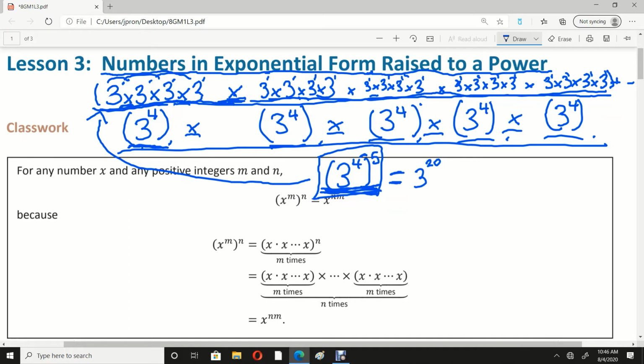Cool. Some of you noticed that if we multiply 4 and 5 together, we get 20. So when we're raising a power, when we're raising an exponent to another power, we multiply the exponent outside of the parentheses with the exponent on the inside of the parentheses. The base stays the same, so we maintain the 3, and we just multiply 4 times 5 to get us 20. So we say this as 3 to the 4th times 5th power, which equals 3 to the 20th.